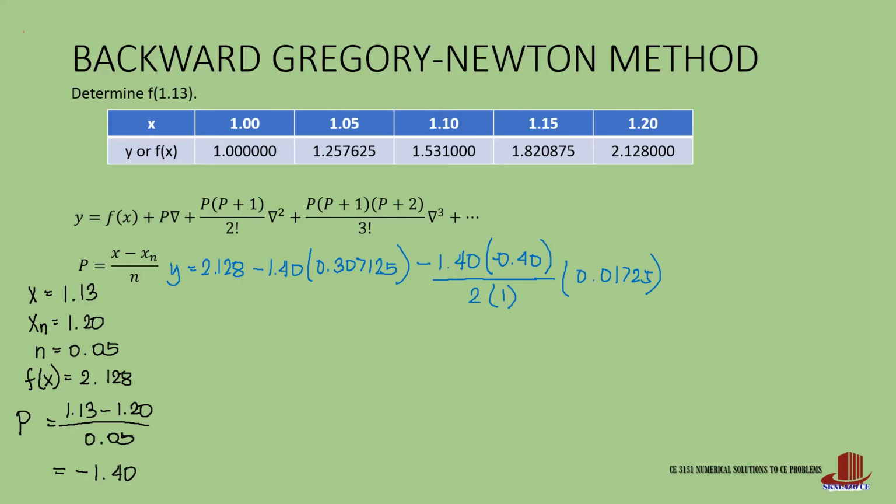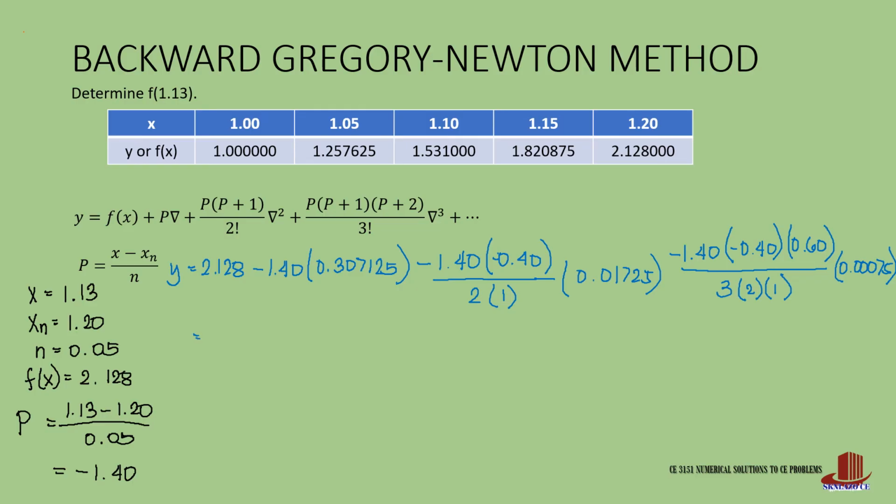For the last term, we would still start with minus 1.4. P plus 1 would be negative 0.4. And P plus 2 would then be positive 0.6. This would be all over 3 factorial, or 3 times 2 times 1. And nabla cube as 0.00075.